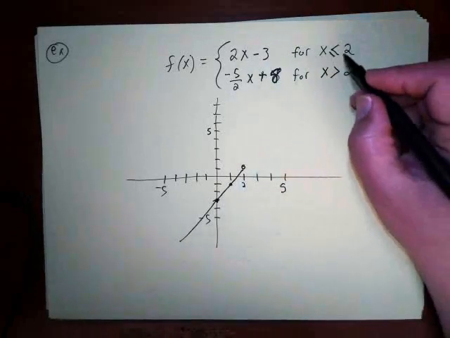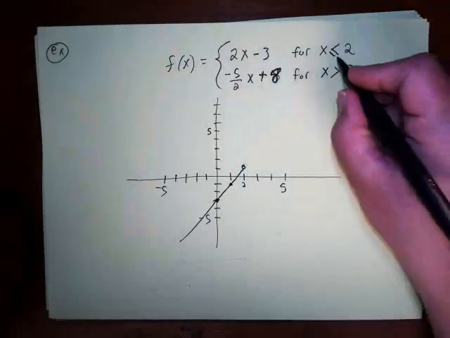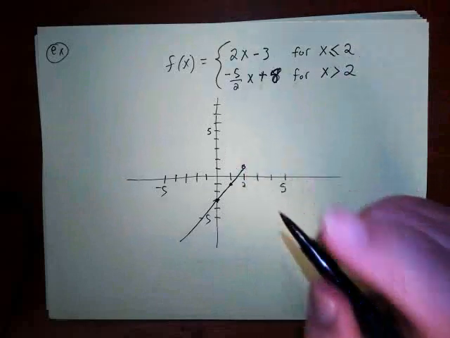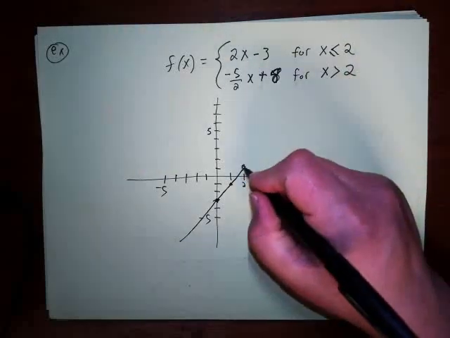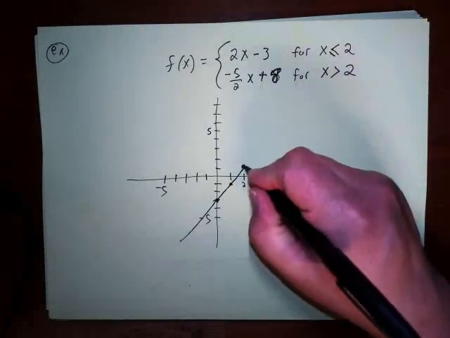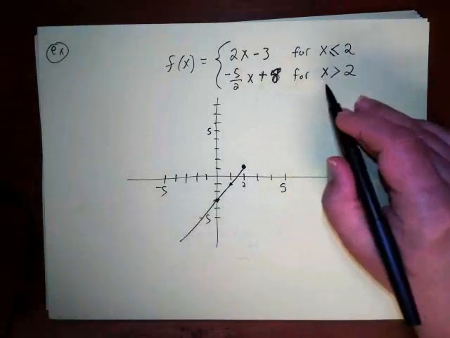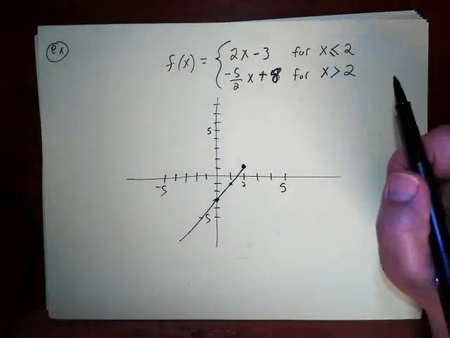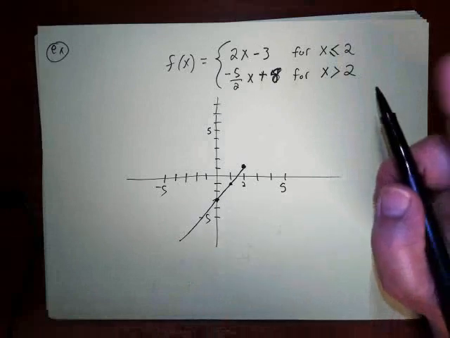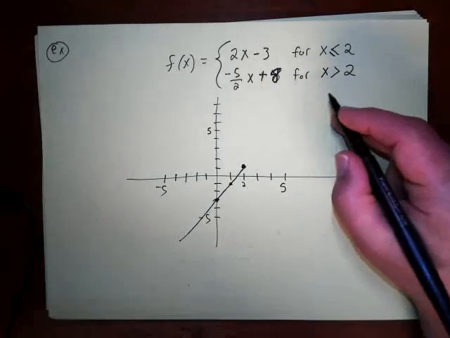Oh, but by the way, this is not an open circle because it actually includes 2. I think I was thinking of the other function here. So this is actually a closed circle, and then for this one it's going to be an open circle.